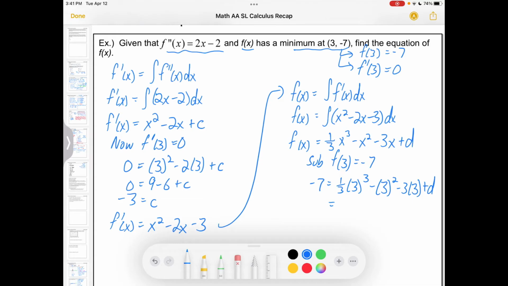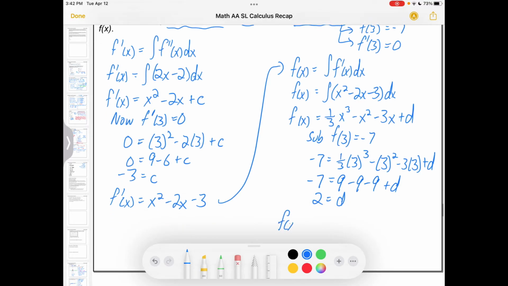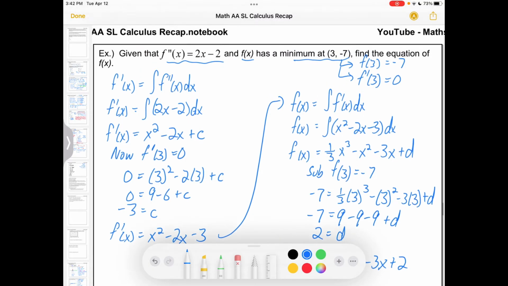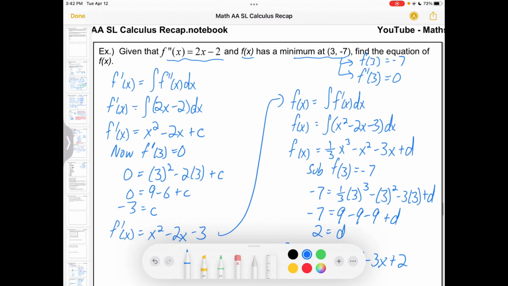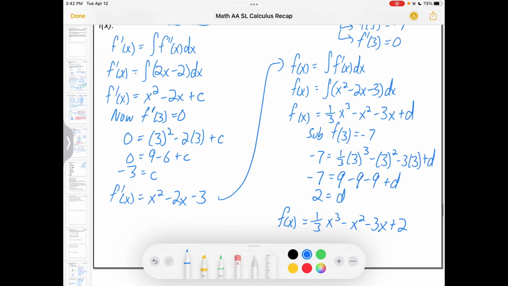Let's work this out. That'll be 27 over 3, so that's 9 minus 9 plus d equals negative 7. Work it all out, and we're going to get d equals 2. And then we have to actually express the final function. So the original function that we're talking about is 1/3 x cubed minus x squared minus 3x plus 2. Now, if you want, you can differentiate twice. Make sure that it gives you that same second derivative you were expecting. But I think it's going to be all good here.